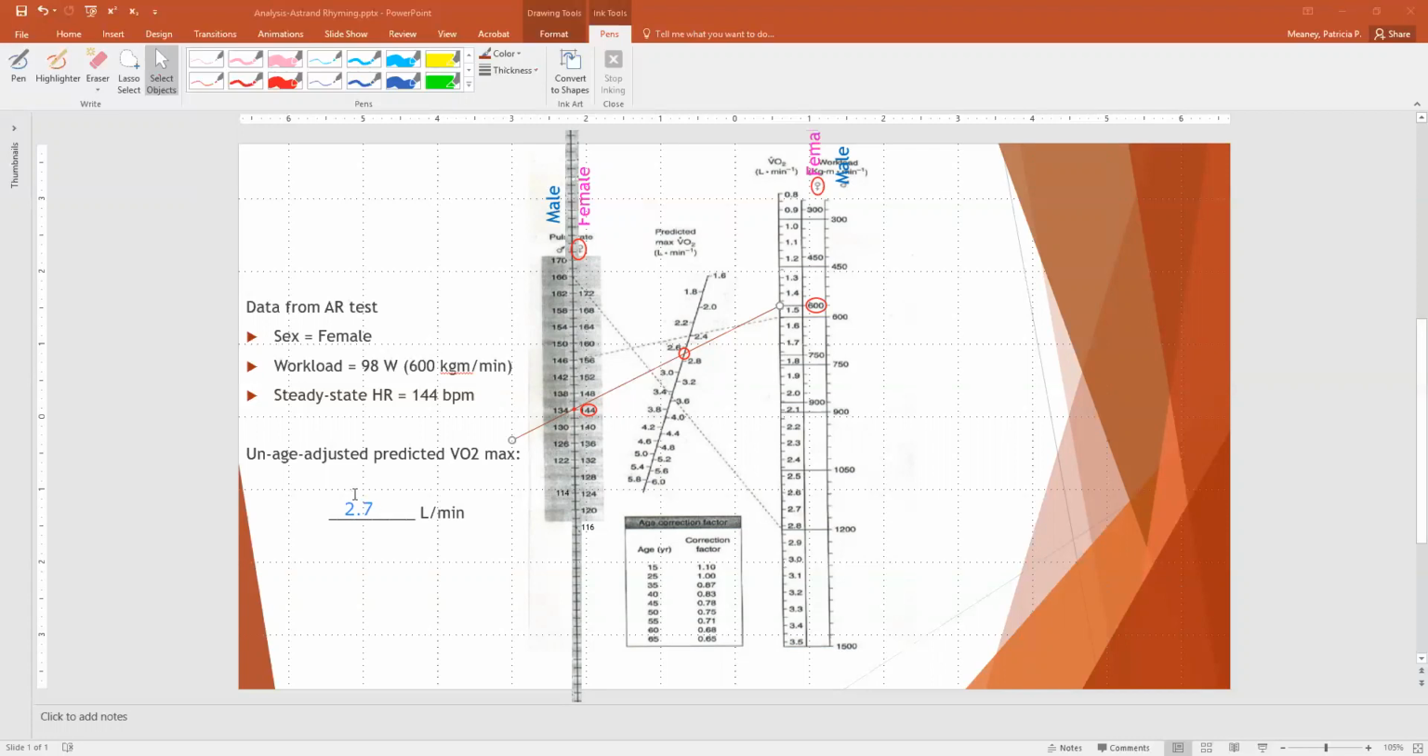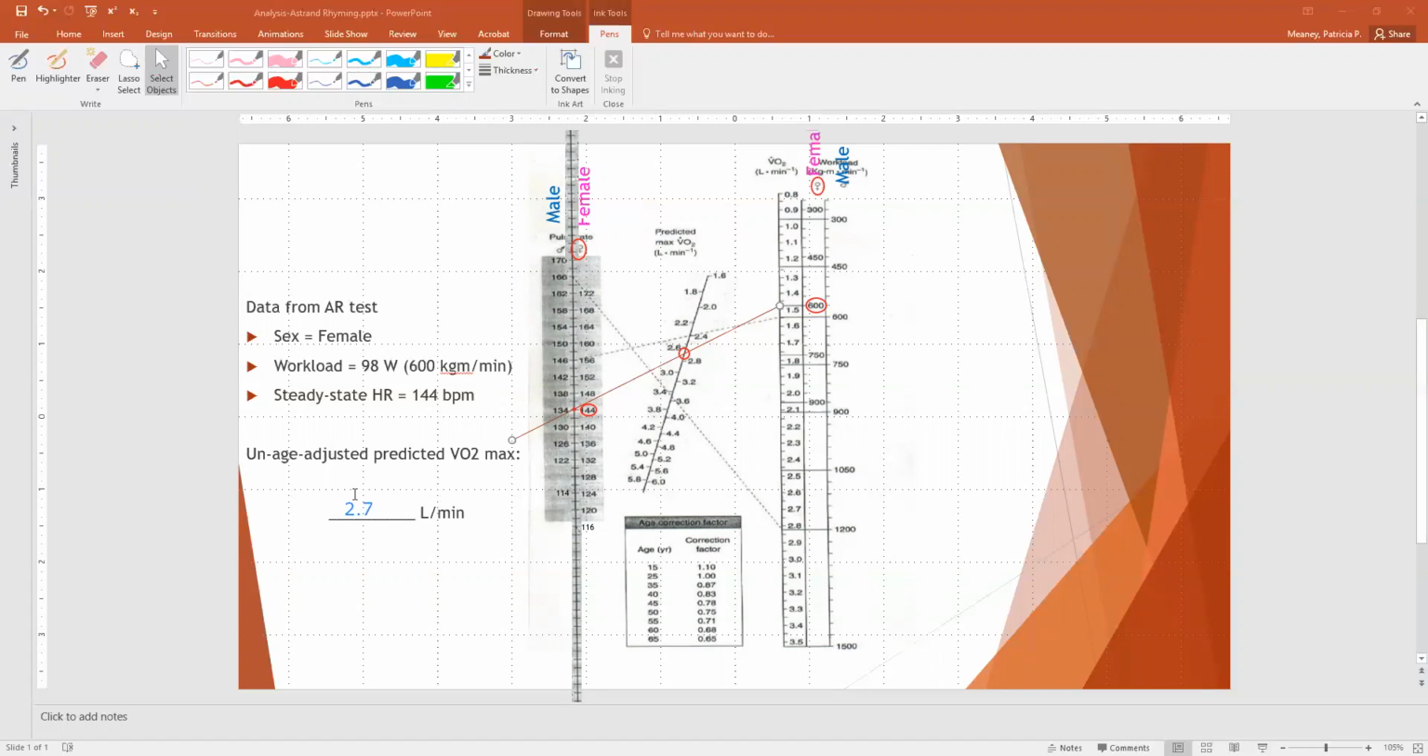So that is an explanation of how to use the Astrand Rhyming Nomogram to calculate someone's unage-adjusted predicted absolute VO2 max. This is going to be what you were asked to do in step 2 of your Astrand Rhyming Lab group assignment.